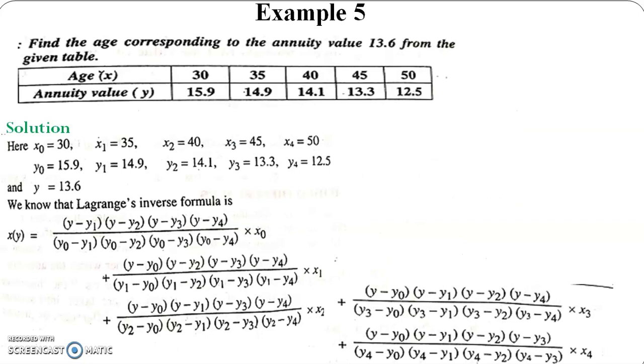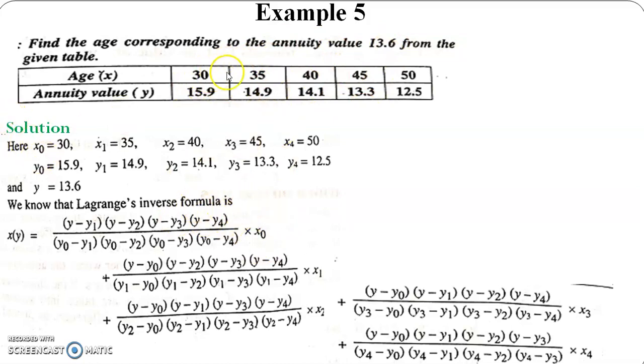Example 5. Find the age corresponding to the annuity value 13.6 from the given table. So here age is given: 25, 30, 35, 40, 45, 50. That is x. Okay. Annuity values 15.9, 14.9, 14.1, 13.3, 12.5. Right. So we are going to find the value of x, where the given y is equal to 13.6. We are going to find the corresponding x value.